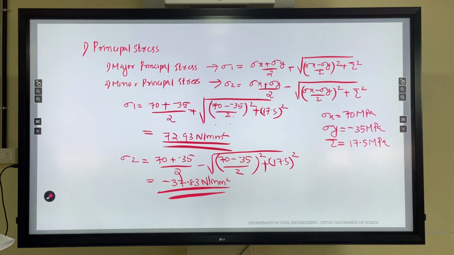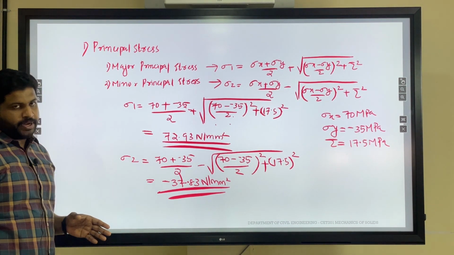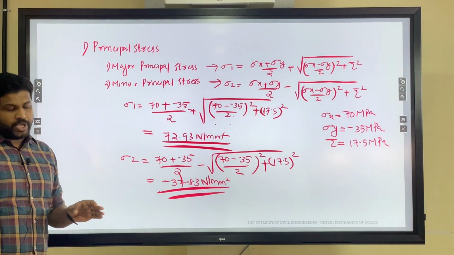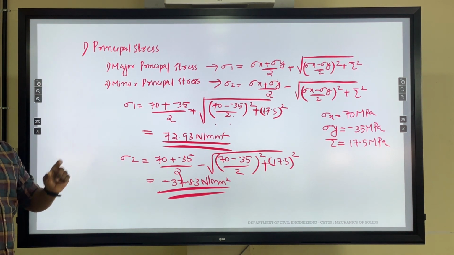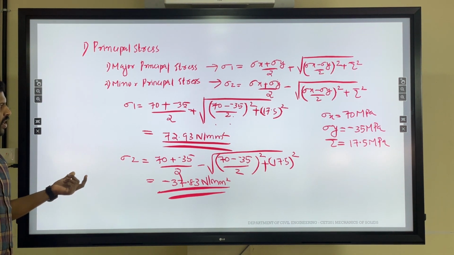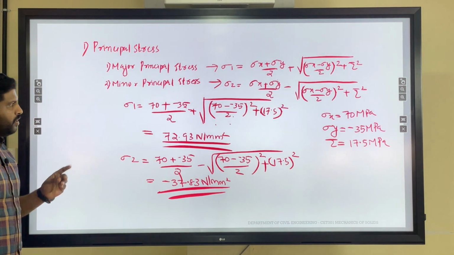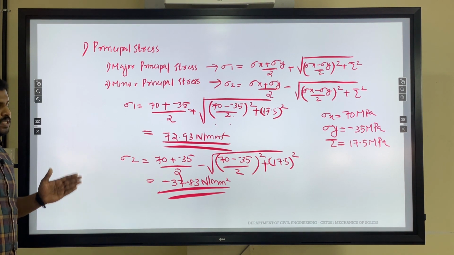Second part, we want to calculate the orientation or the inclination of the principal plane. Principal planes are planes which are mutually perpendicular to each other. So this major principal plane and the minor principal plane will be inclined at an angle of 90 degrees. So we have an equation for the calculation of the angle for the first principal plane. For getting the orientation of the second principal plane, just add 90 to it.